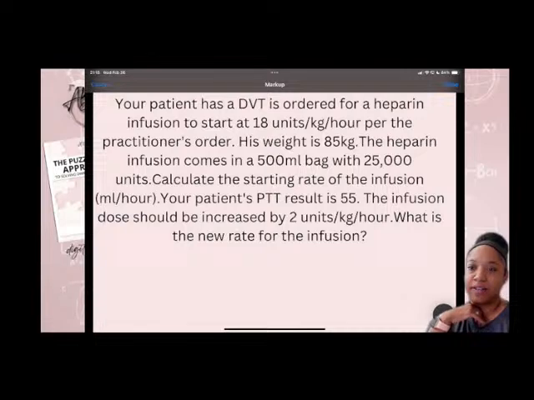A clot. Okay, so they got a clot. So they're on heparin.